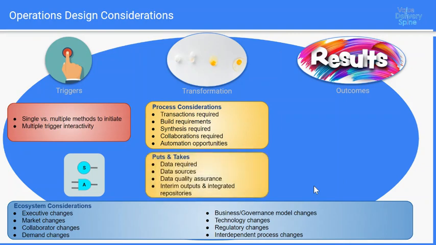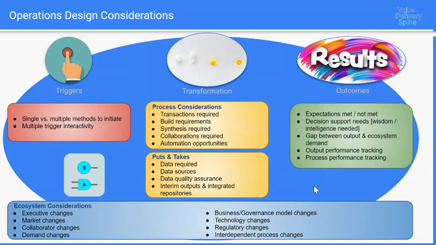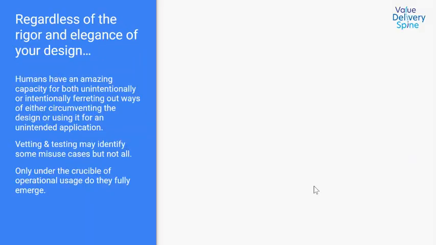What data is required? How does it get into the system? How is it managed? What's the quality level of the data, and how do we keep it there? And what are other interim outputs that we need to consider in the task steps? And then finally, there's the results. Are we meeting expectations with that output? Are we supporting the right decisions? Do we understand the gaps between the output of our operation and the ecosystem at large? And so on and so forth. So these are the big considerations for operations design.